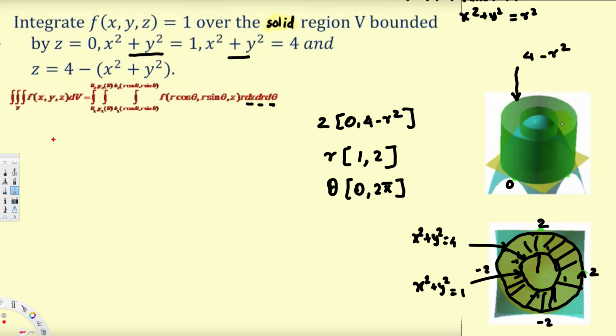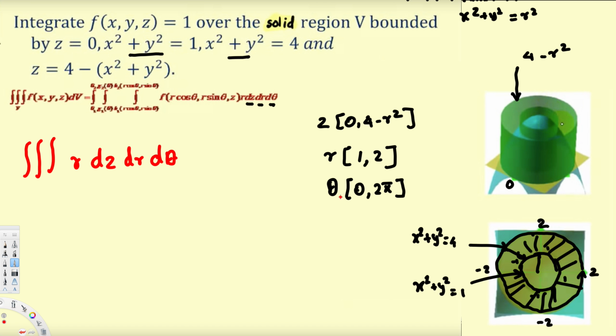Now let's write our limits of integration. We have a triple integral, and with 1 we don't have to do anything, because when we have x, y or z we have to do something, but when we have 1 we don't. So the only thing we are going to write is dV, that's going to be r dz dr d theta. We know the limits of integration. The first one we are going to integrate with respect to z. So the limits of integration for z are 0 to 4 minus r square, and after that we integrate with respect to r, and the limits of integration for r start from 1 to 2.